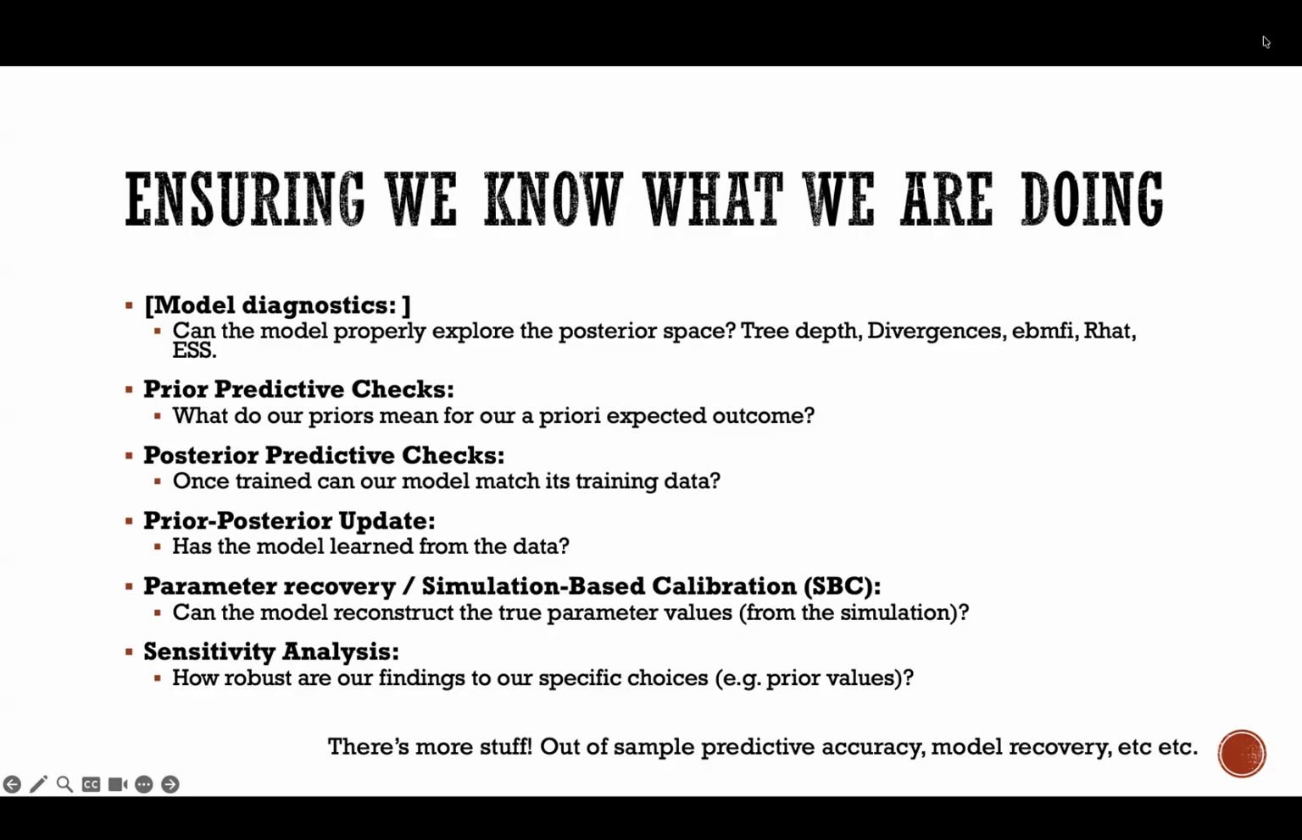We'll also see more stuff later on, let's say out-of-sample accuracy: if we take some of the data out, how well is it able to predict it? Model recovery: if we have two models generating the data, can we actually reconstruct which model is generating which data sets, and so on. So this is not a comprehensive Bayesian workflow, but it's our starting point.